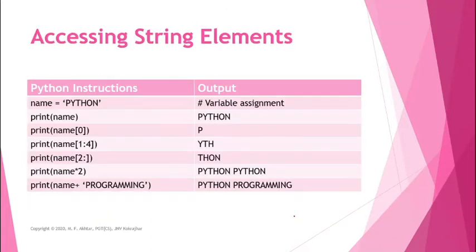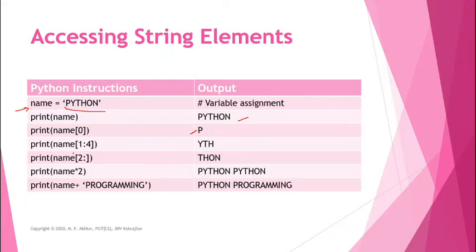Now, accessing string elements. Here we are giving some Python statements and seeing what output they display. First, we have created one variable, name, and stored the word Python. If we give a print statement with the variable name, it will display the word. If we give name with index 0 in square brackets, it will display the letter at location 0, only one letter, that is P.